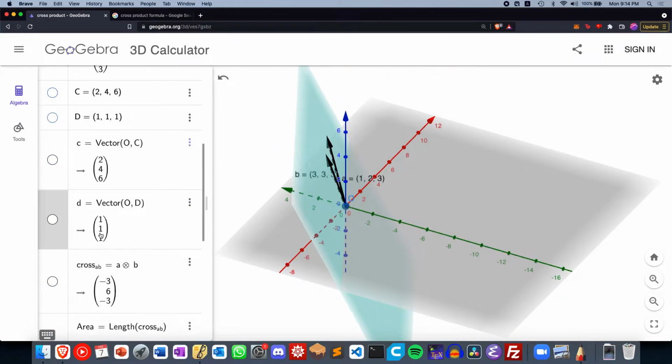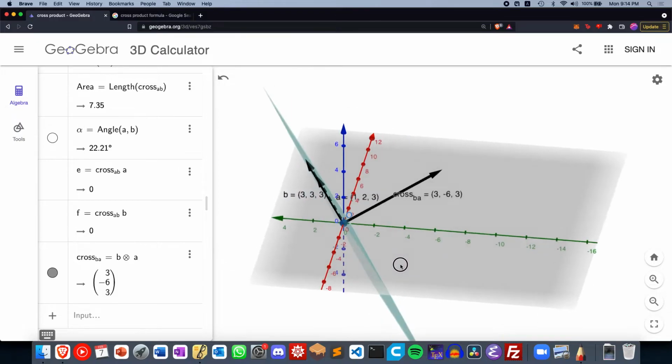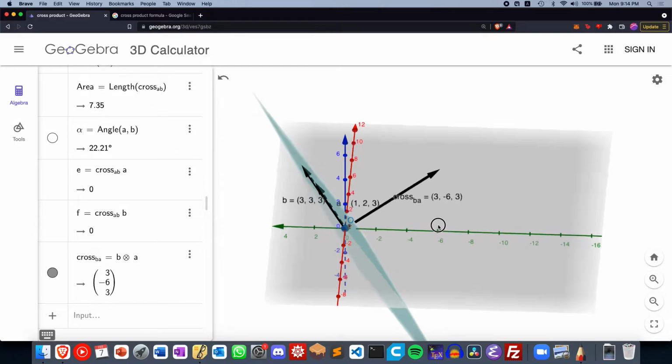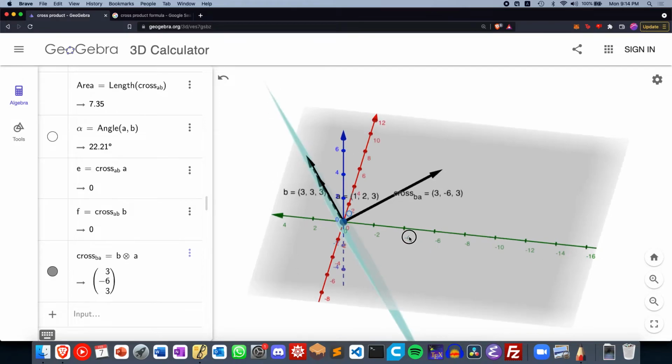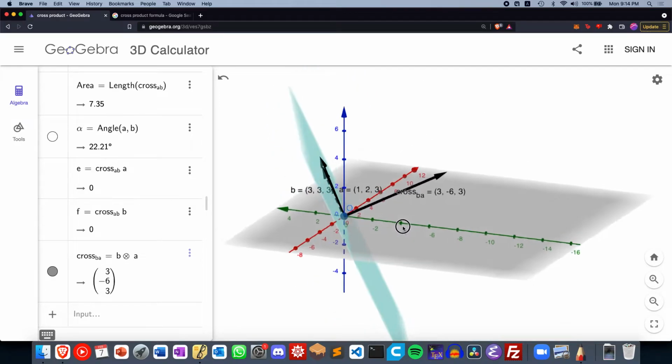Then what is the cross product? The cross product is going to be this. So if you calculate it numerically, 3, 2, 3 cross 1, 2, 3 is going to give you 3, minus 6, and 3. The cross product is the normal vector to that plane.